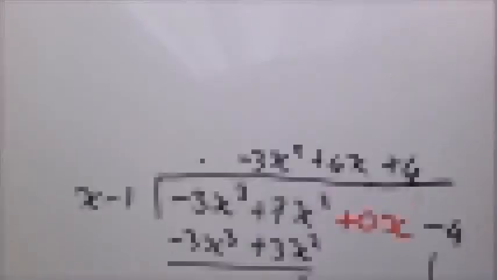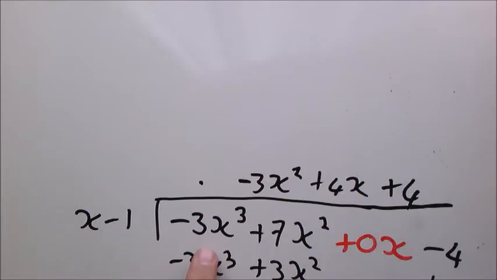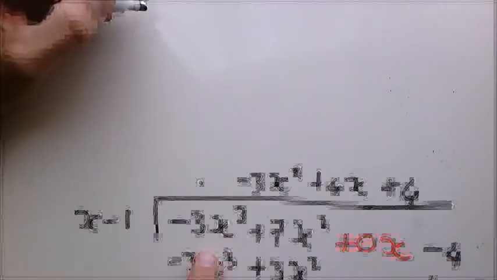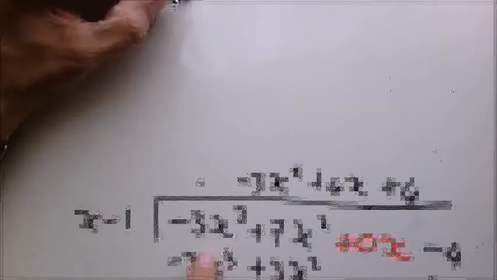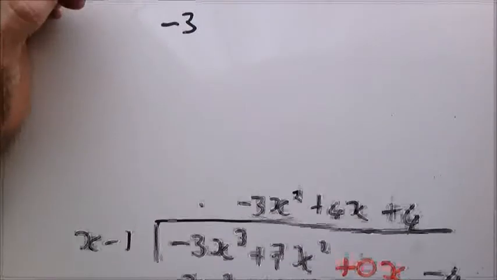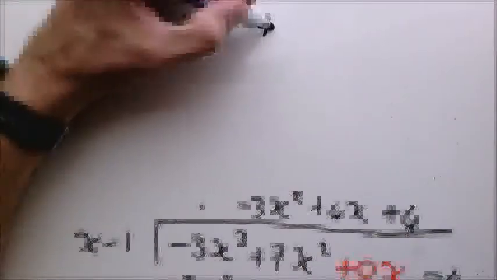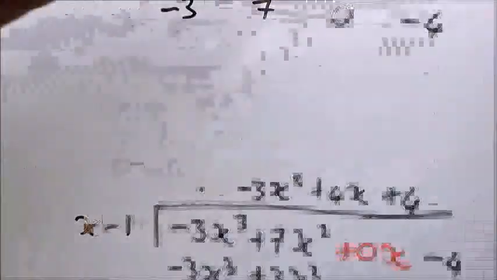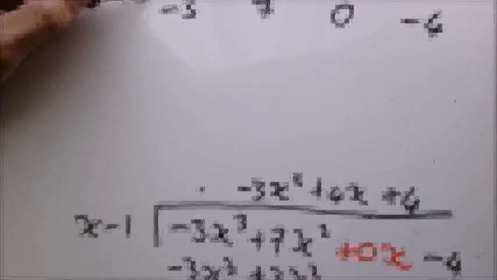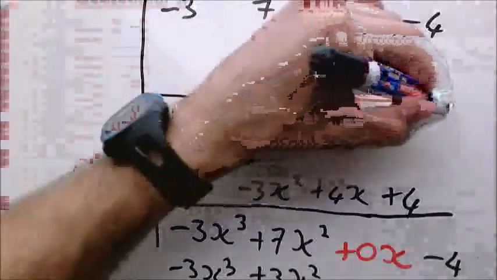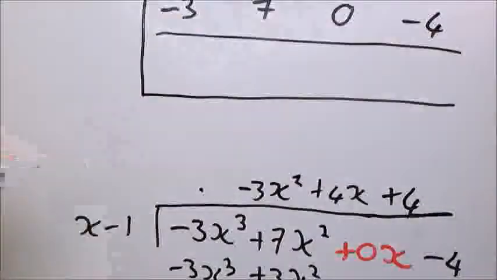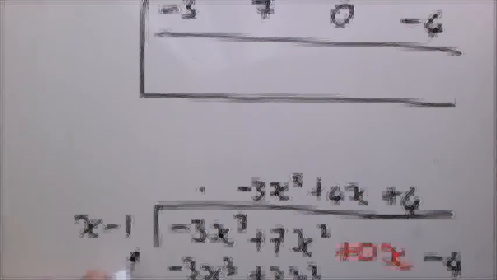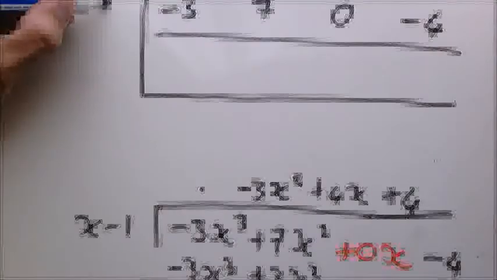Okay, so for synthetic division, I'm just showing you this expression again. We will have negative 3, 7, 0, negative 4. Okay, and this is x minus 1, so we are going to have a 1 there.